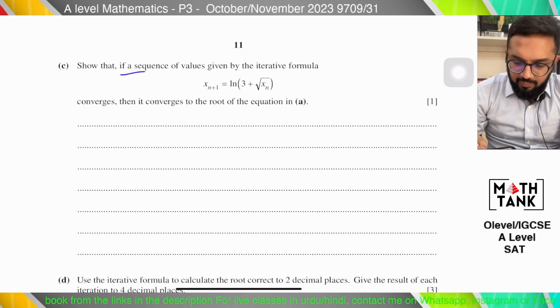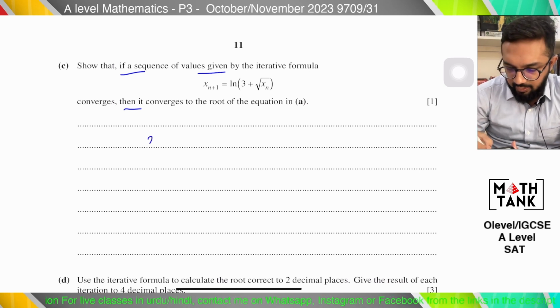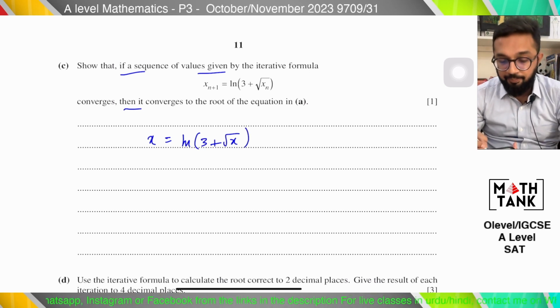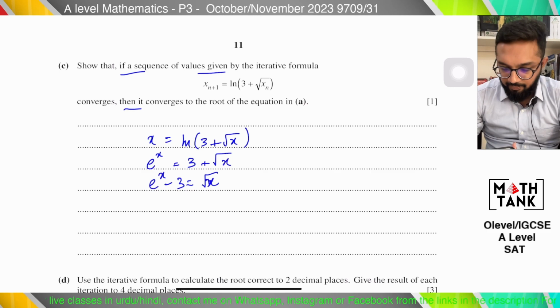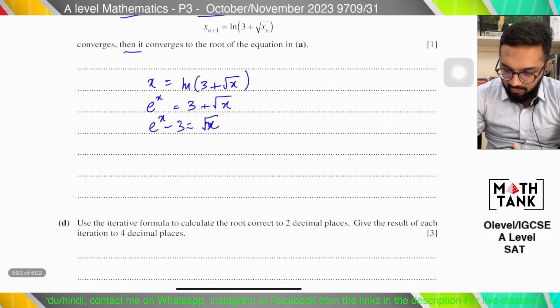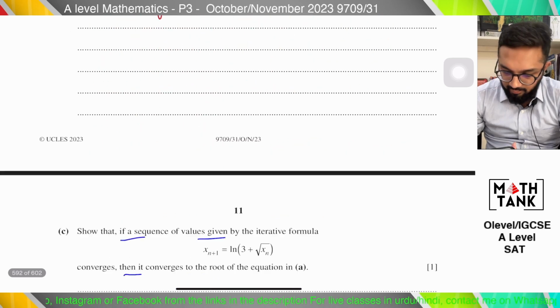Okay, show that if a sequence of values given by the iterative formula converges, then it converges to the root. So I want to prove to you that this is the same equation that is there earlier. So I'm going to remove the subscripts n and I move ln to this side. This becomes this and e power x minus 3. So that's hence proved.